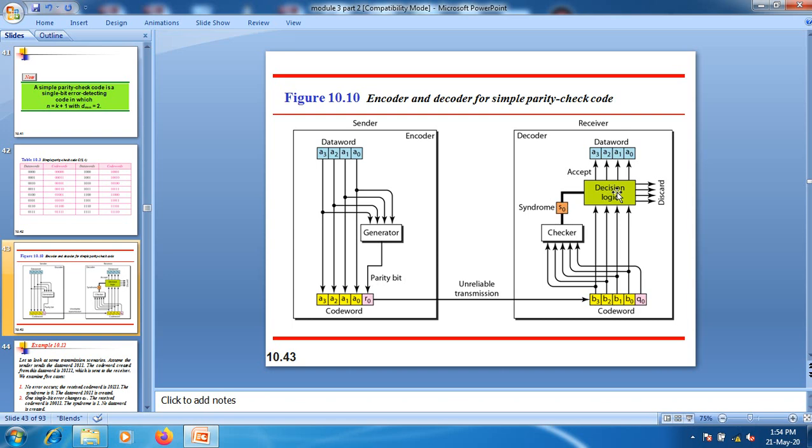Now the decision logic has to take certain actions. If the syndrome bit is equal to 0, in that case it extracts the data terms, that is the A0 bit, A1 bit, A2 bit and A3 bit from the received code word here. Otherwise it discards the received data.